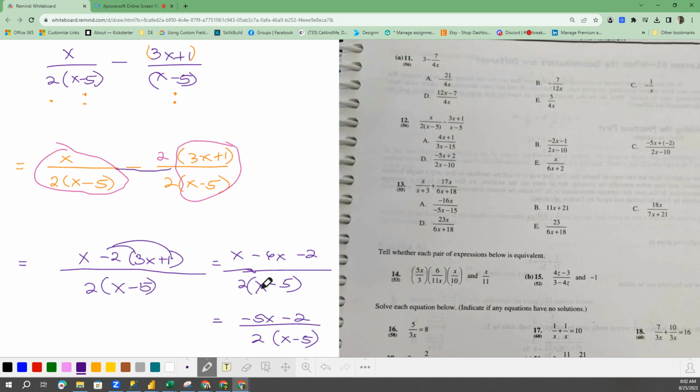Now, do you have that in your choices? Not really, so there's got to be something that you need to do, and see if you can figure that one out.